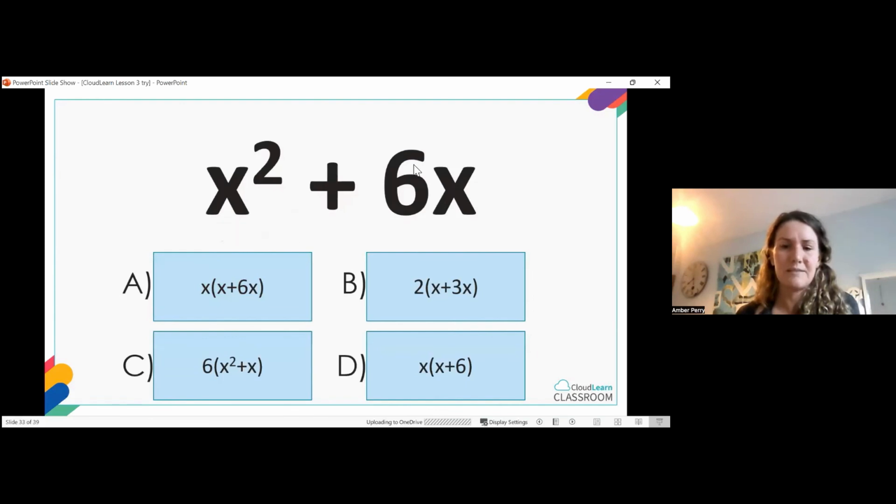Okay, so this time we have got an x squared and it's 6x. Don't forget that x squared means x times x. So we've got 2 lots of x there. We've got x times x there, and we've got 6 times x here. So think about what your common factor is, and then very carefully divide both by that common factor. I'll share that poll now.